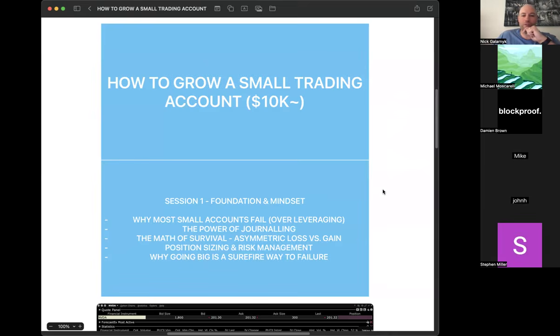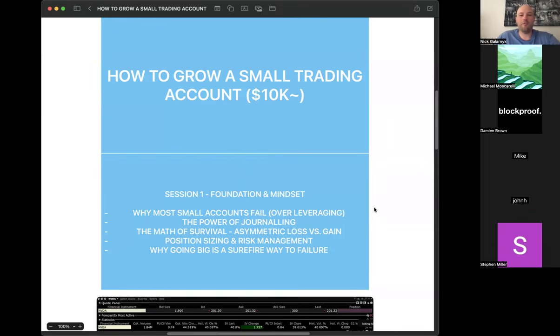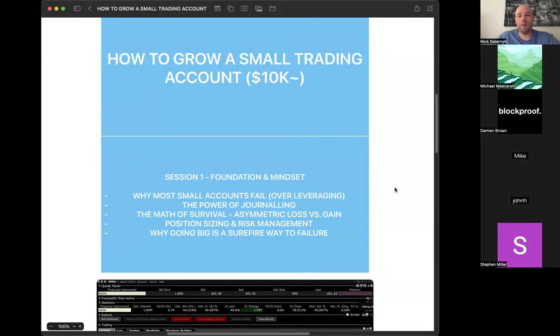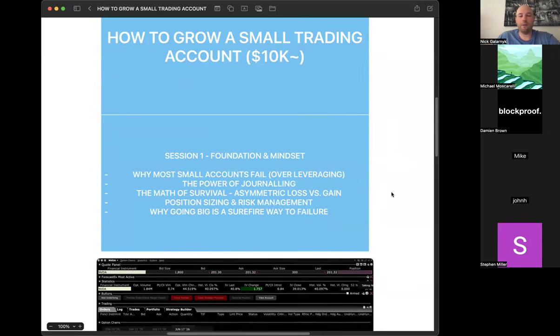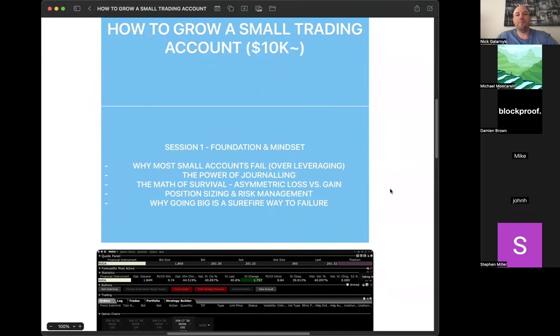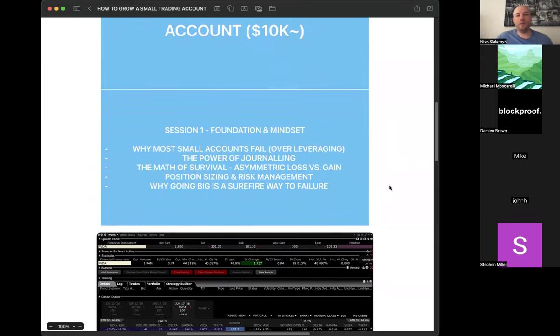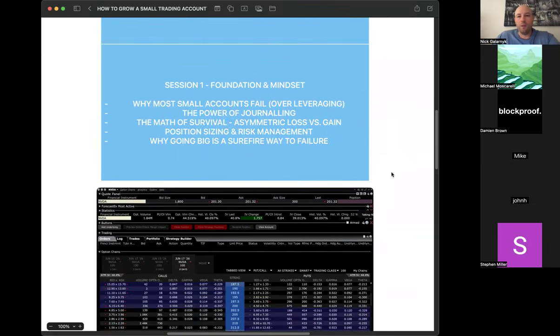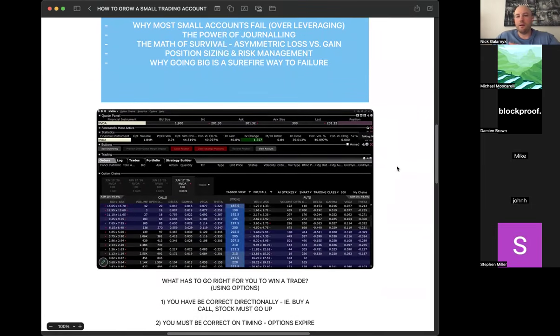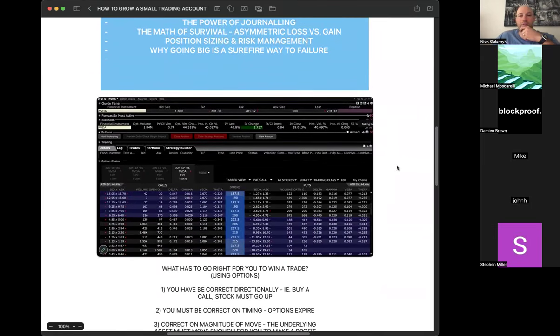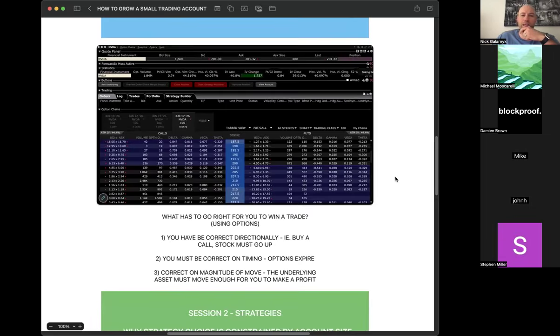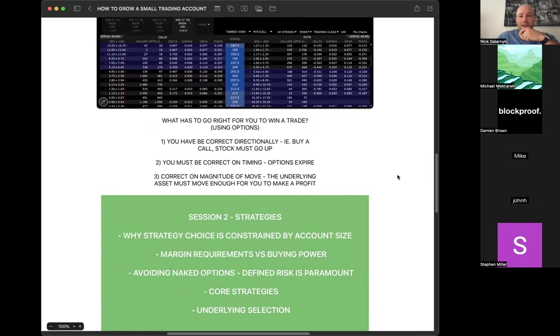So in last week's session, we went over foundation and mindset, why most small accounts fail by over leveraging, the power of journaling. We went through that in depth. The math of survival, asymmetric loss versus gain, position sizing and risk management, and why going big is a surefire way to failure. Today, because obviously I've limited time each day to cover these topics, we're going to delve into session two, which is strategies, right?